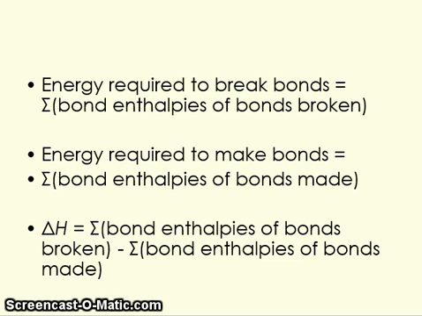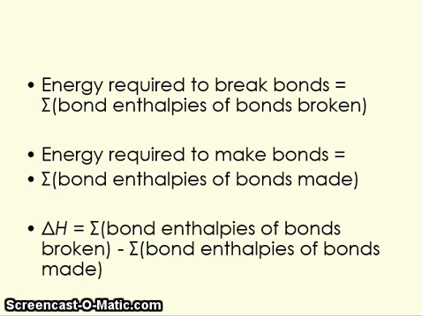So what we're quite often trying to work out in these sort of questions is the delta H, or the enthalpy change. So what we need to realise is that the energy required to break bonds in a chemical reaction is going to be the sum of the bond enthalpies of the bonds broken. So if you add up the bond enthalpies of every bond that you're breaking, that's going to give you the energy required to break all of the bonds together. Likewise, you can do the same thing for the energy required to make the bonds. It's going to be the sum of the bond enthalpies of the bonds made. Then the overall energy change, delta H, is going to be the sum of the bond enthalpies of the bonds broken, take away the sum of the bond enthalpies of the bonds made.